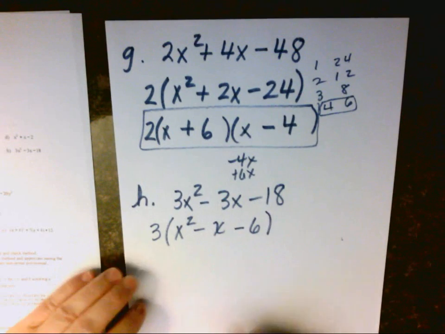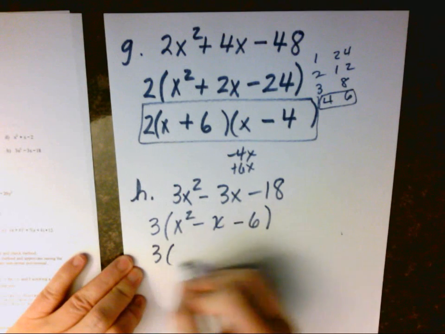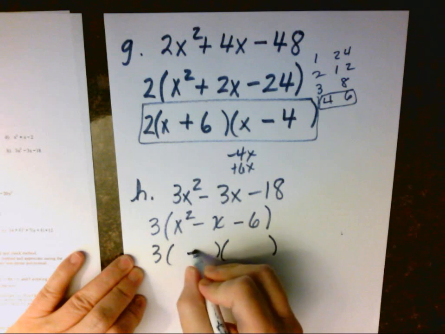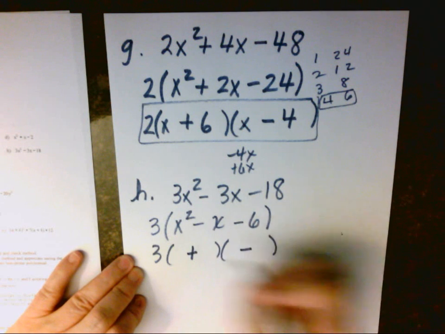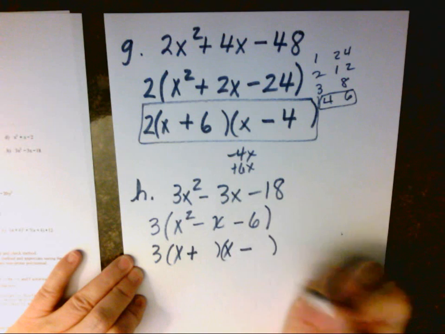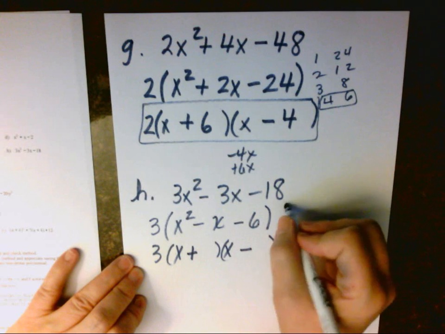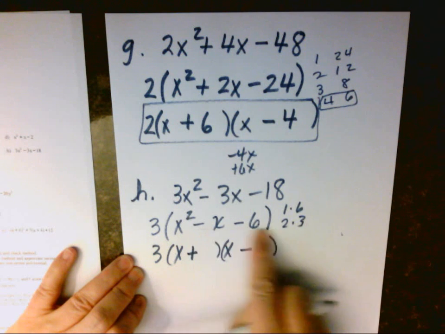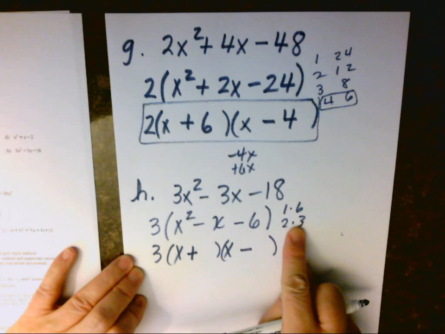Okay, and now I have to factor this. It ends in a negative. That tells me the signs of the factors are positive and negative. X times x to get the x squared, and I want either 1 times 6 or 2 times 3, and the difference is 1. So I want to pick the ones that are only 1 apart here.